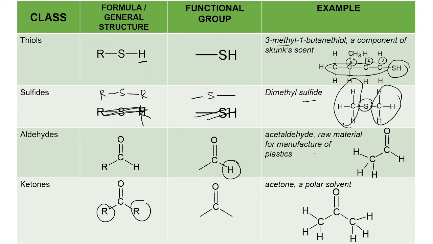So we have here our examples. We have here the acetaldehyde. It is a raw material for plastic. And this can also be derived from cigarette smoke, acetaldehyde. Also, we have acetone. This is a polar solvent, usually used to dissolve cuticle.